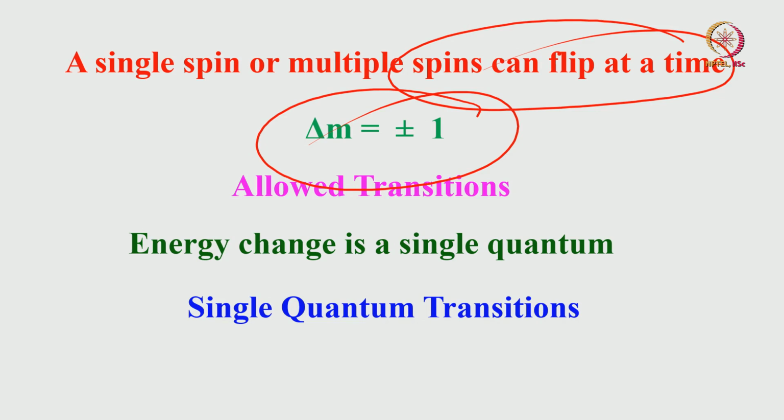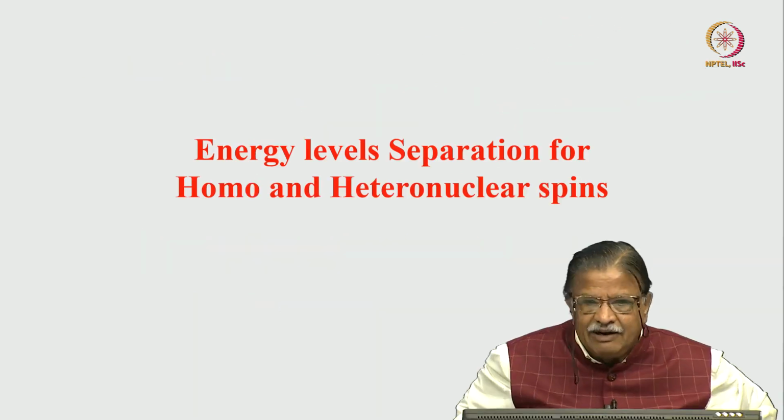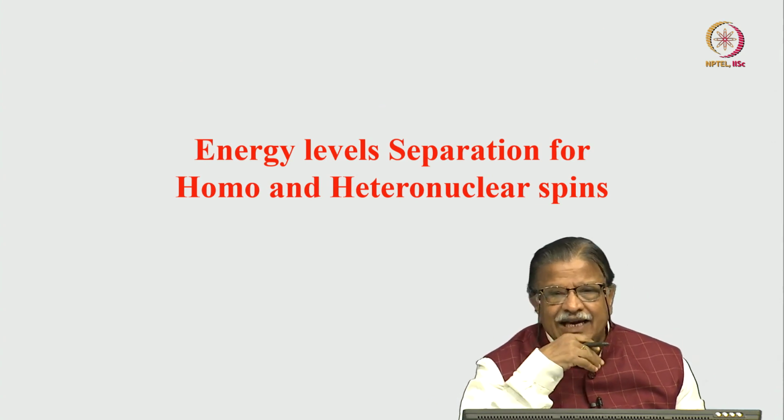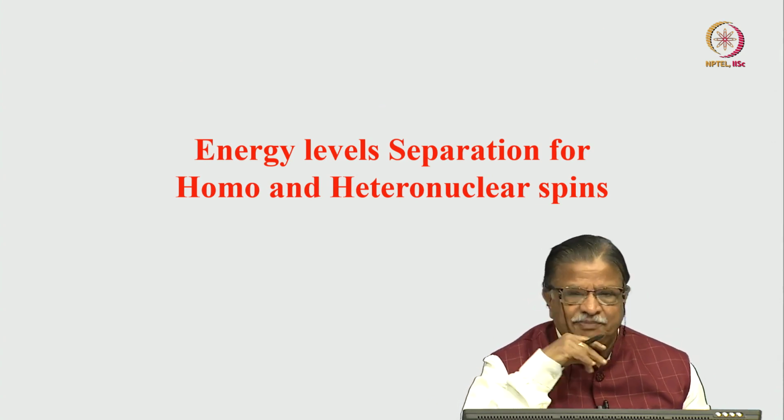All the conventional NMR that you are seeing is called single quantum NMR. That is what I have been telling you. Now let us look at a little bit of detail into the energy level separation for homonuclear and heteronuclear spins.